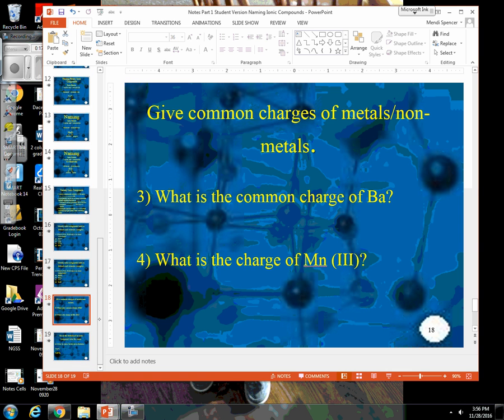Alright, so at this point you should have looked at your periodic table. You should have found that barium is found in group 2A. So that means that barium has a common charge of positive 2. And if we are looking at manganese, manganese is a transition element. That means its charge changes. However, this tells us that we have manganese 3. And your Roman numeral number tells you your charge. So we know that the charge of manganese is a positive 3. And once again, manganese is positive because it is a metal. All metals are cations. All metals have a positive charge.